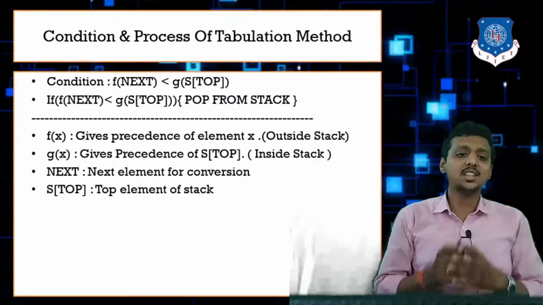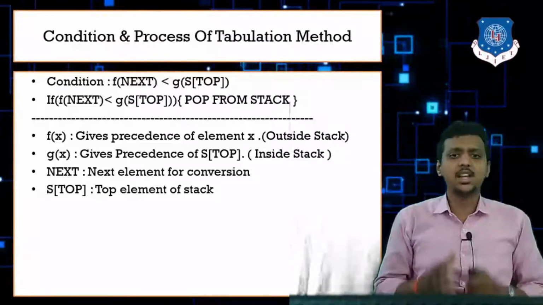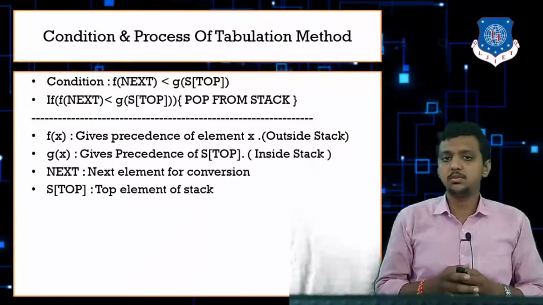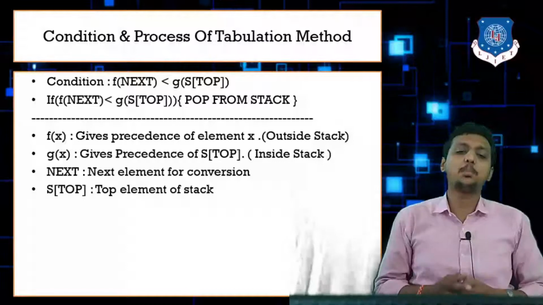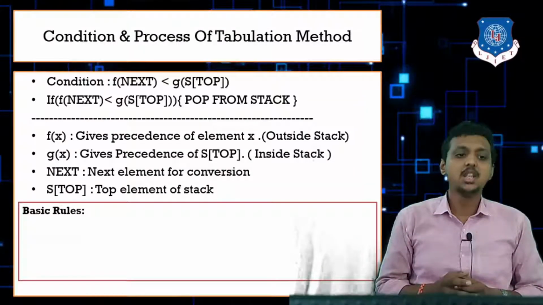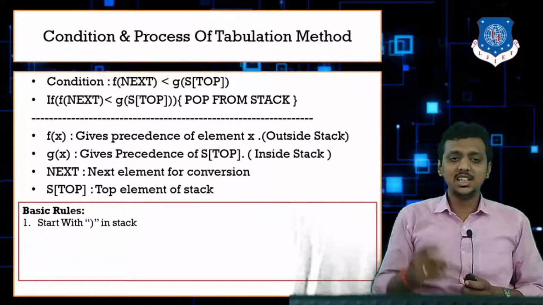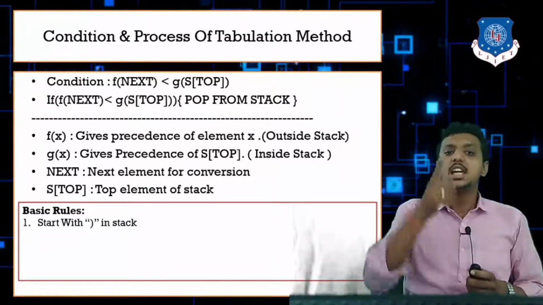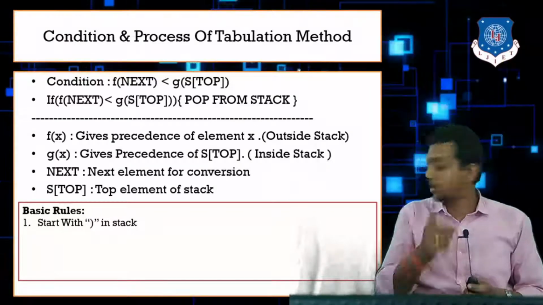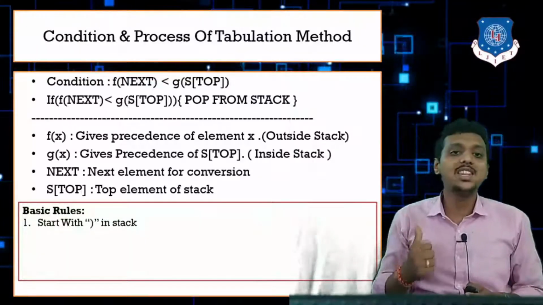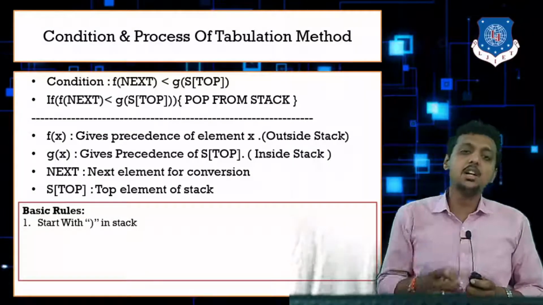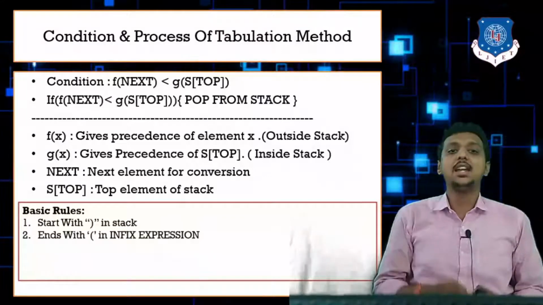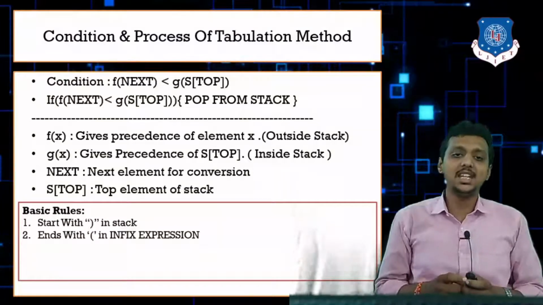Then f of x gives the precedence of the element x, and g of x gives the precedence of the element s of top. Next is the next element for the conversion, and s of top is the topmost element of the stack. So those are the basic rules. See what you did in the infix to postfix, students. In infix to postfix, we just add the opening bracket inside the stack, but here we are going to add the closing one inside the stack. So remember, here your stack starts with the closing bracket and ends with the opening bracket in the infix expression.